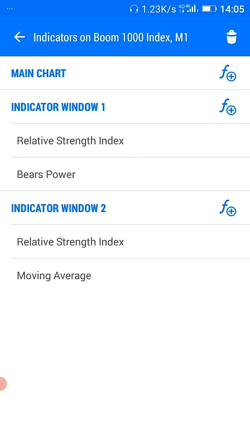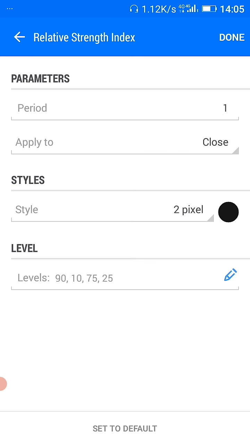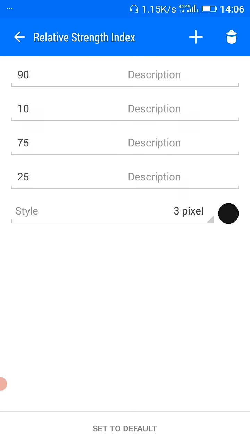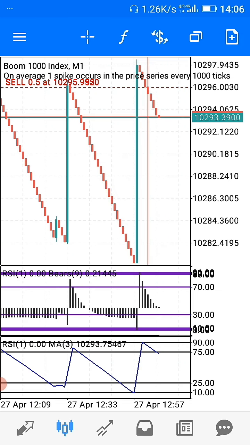On the second indicator window, we have 2 indicators as well. The first one is still the relative strength index. The period is 1, you apply it to close. The style is 2 pixel, color black. Then the levels here are different. We have 90, 10, 75, 25, and then the style is 3 pixel, color is black. You go back and click done.